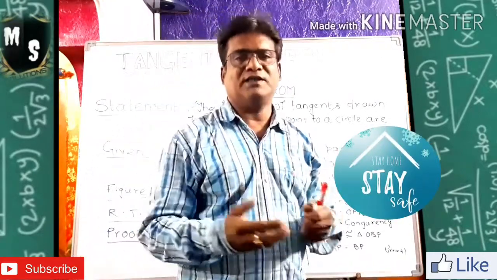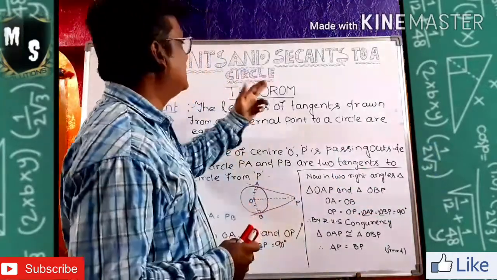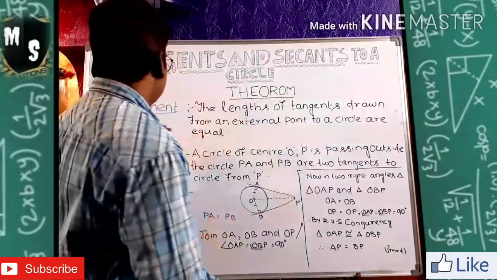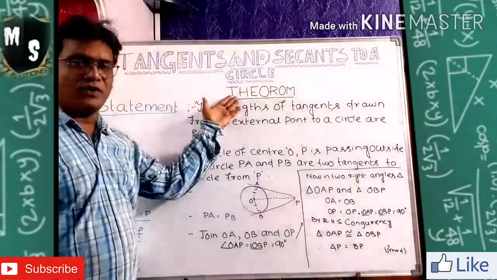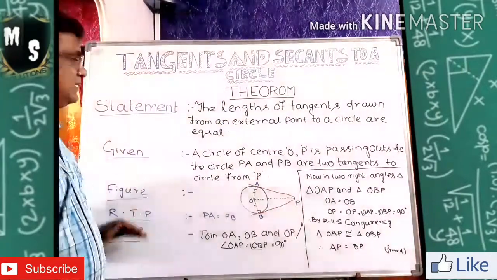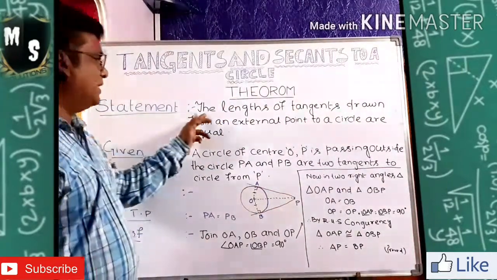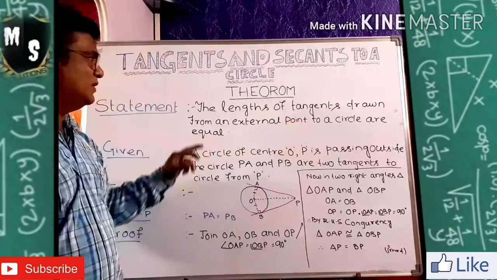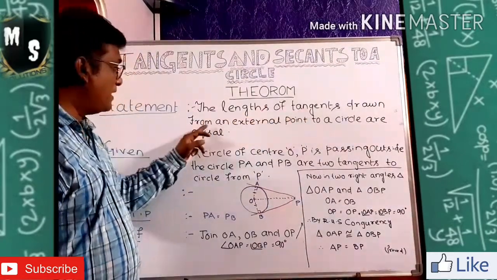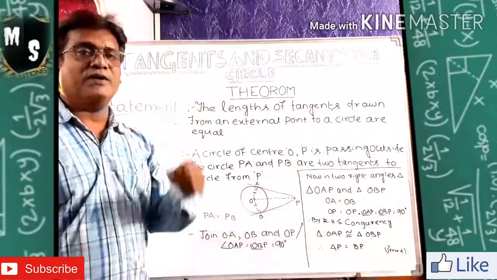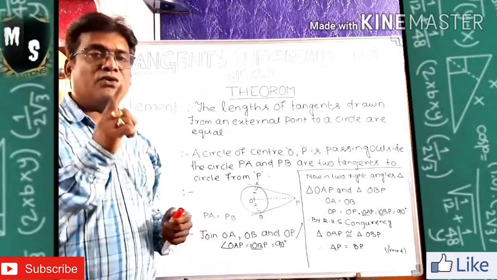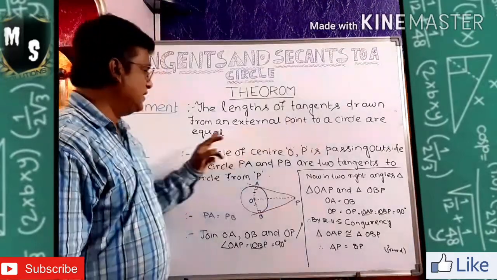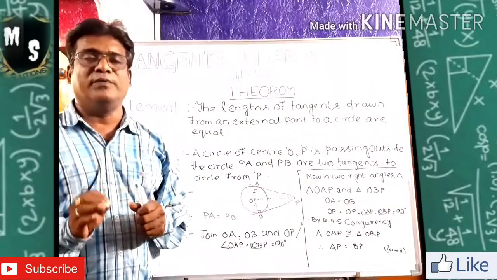So come to the next part of the tangents and secants to a circle. The next part is a theorem for you all. So see, what is the theorem? When you write the theorem, you maintain your procedures. That is the statement. What is the statement? The lengths of the tangents drawn from an external point to a circle are equal. There is an external point. From that external point, we draw two tangents to the circle, and we have to prove that those two tangents we draw will be equal.